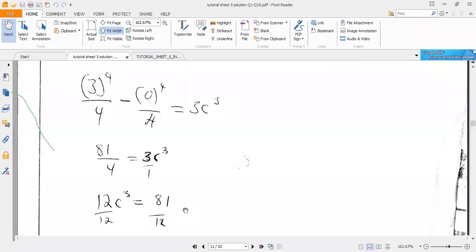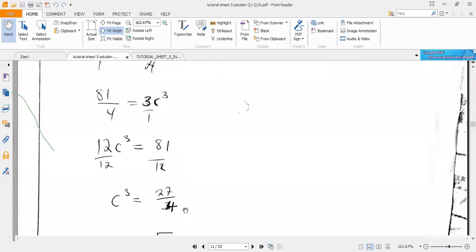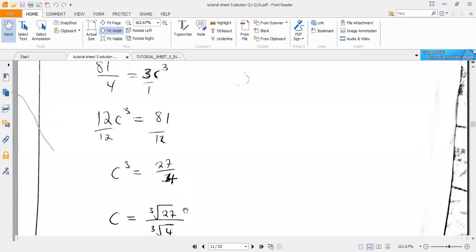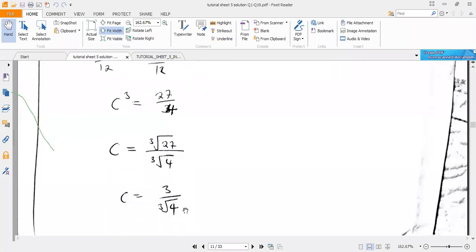So now, when we multiply 4 times 3, it will be 12. So it will be 12c to the 3 is equal to 81. We divide 3 by 12. We have c to the 3 is equal to 27 over 4. Then the third root of that will be equal to 3 over the third root of 4.